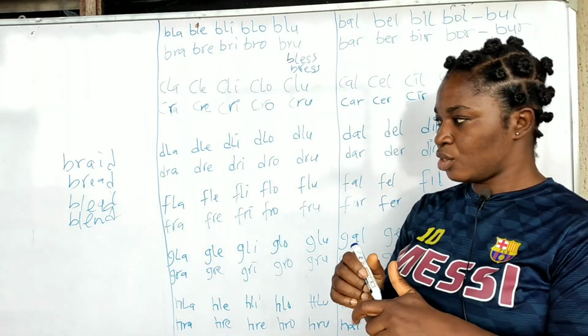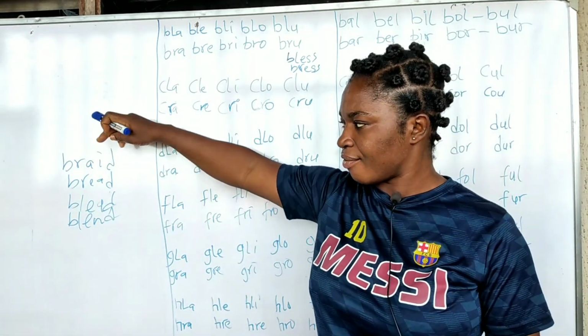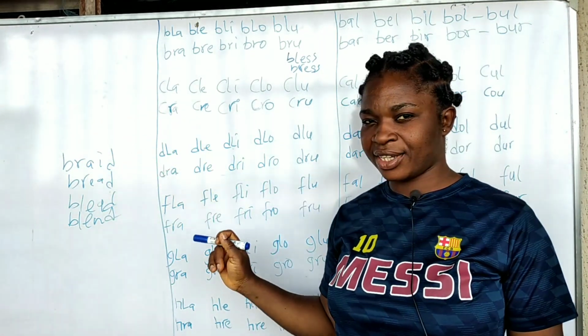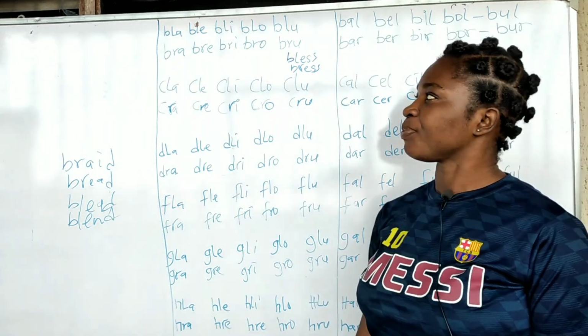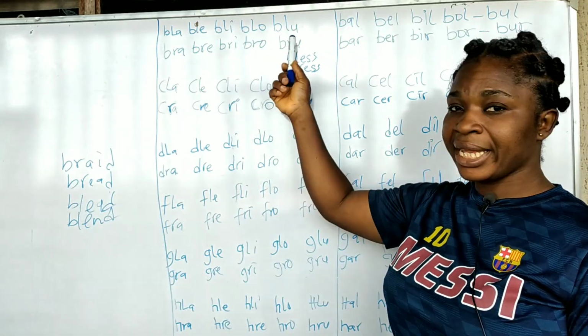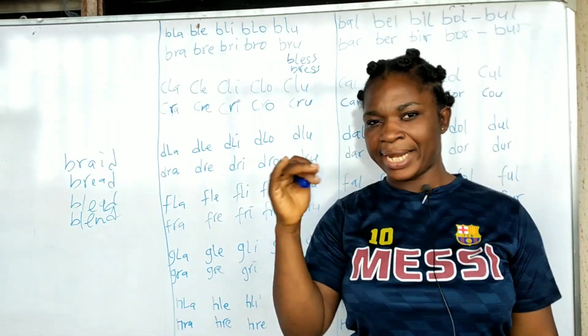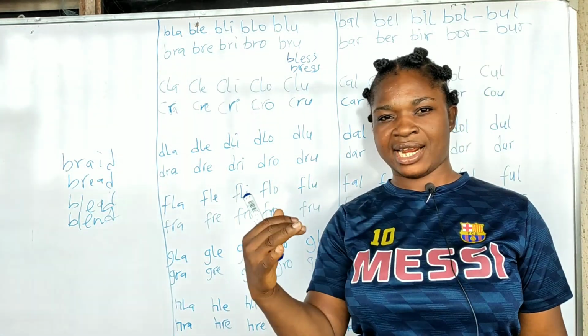Do you understand? So when you have blade and when you have blend, they are different from when you have braid or bread. All right, so let's move on. Now we have blee and bree. We have something like blink and we have bring.